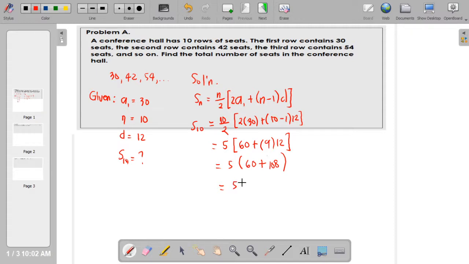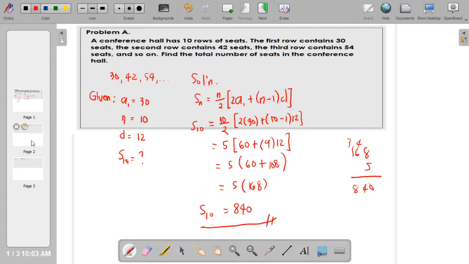Now we have 5 times 60 plus 108, which is 168. What is 5 times 168? So 168 times 5, that should be 840. Therefore, the sum or the total number of seats in the conference hall is 840. I hope you got it, okay?